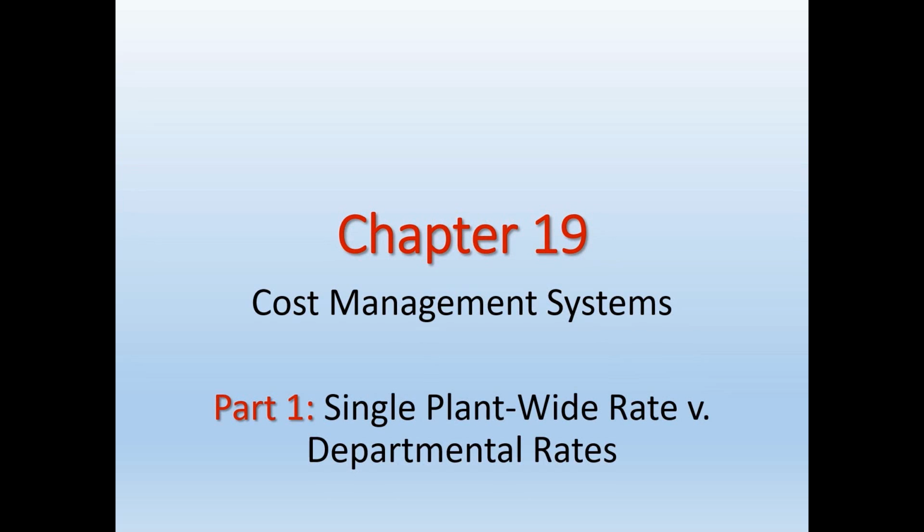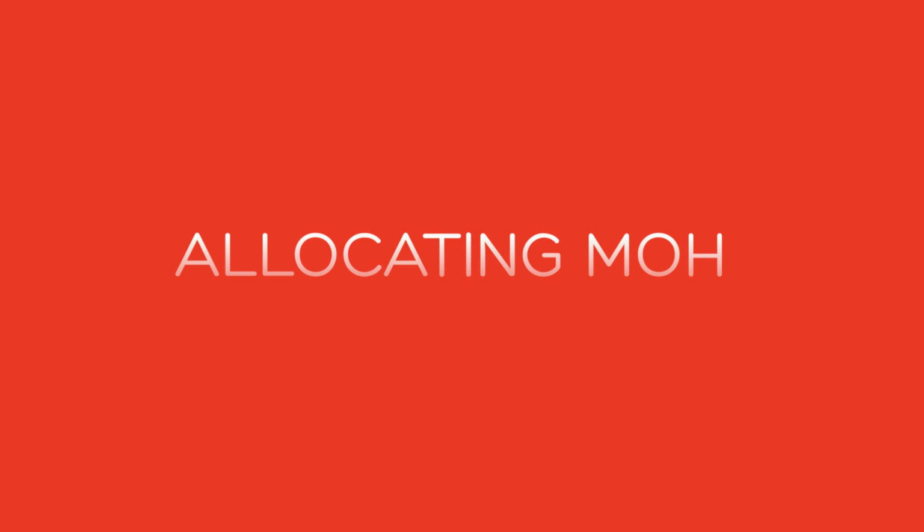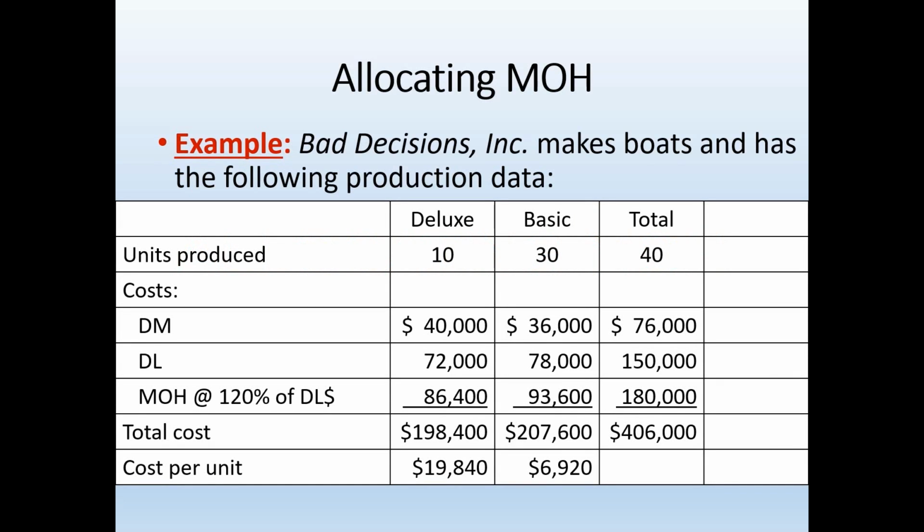In this chapter, we're going to explore some alternative ways to think about how to allocate manufacturing overhead. Let's look at an example. Bad Decisions manufactures basic and deluxe boats and has given us some production data. During the period, the firm only made 10 of the fancier deluxe boats, and it made 30 of the simpler basic boats.